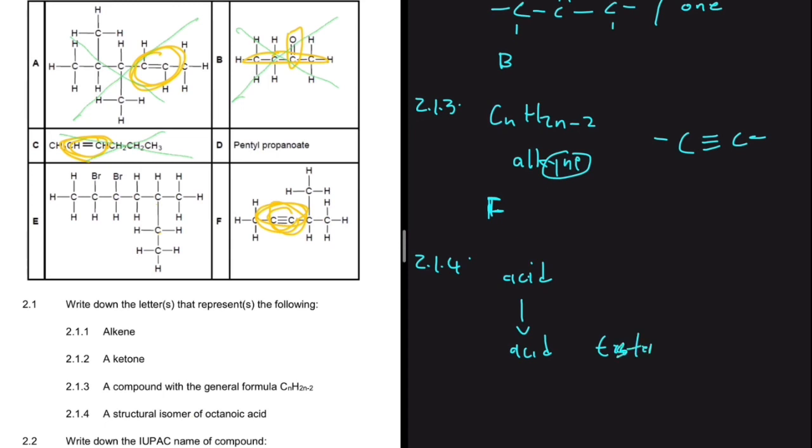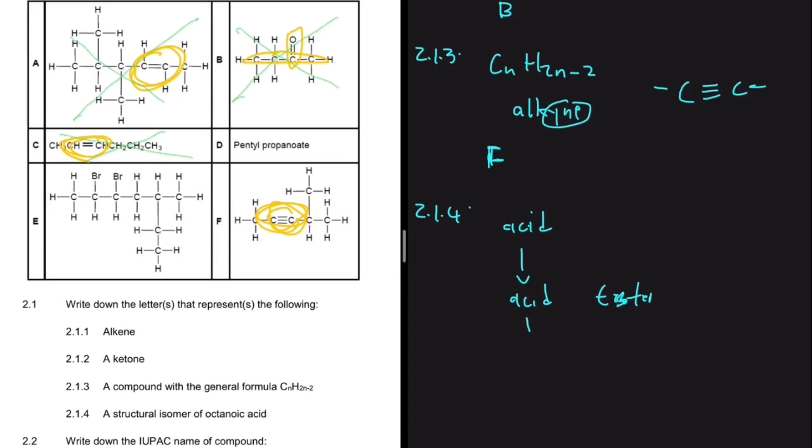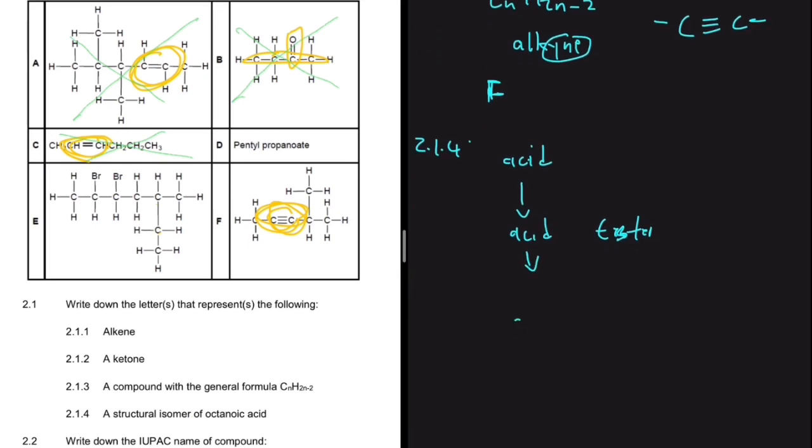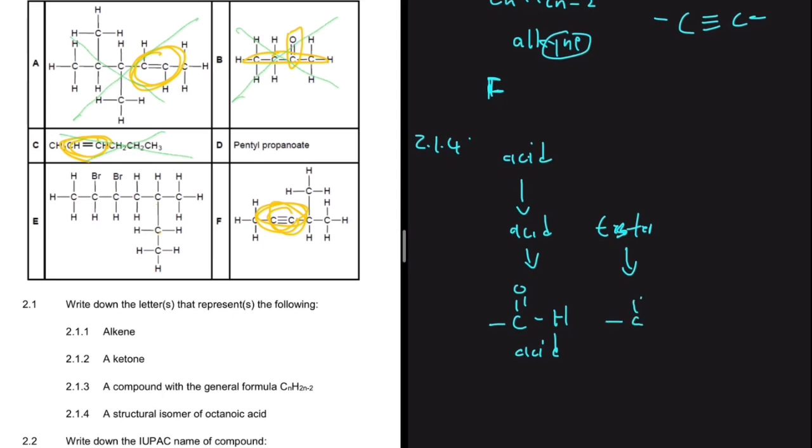Because acids and esters are functional isomers. So if the structural isomer is an acid, then we should find something of this manner, right? Or something that ends with the name acid, right? And then if it's an ester, then we're looking for something like this, right? Or a name that ends with ATE, right?